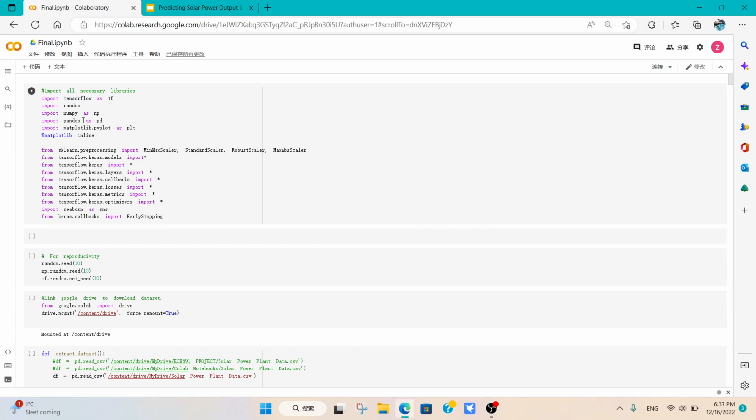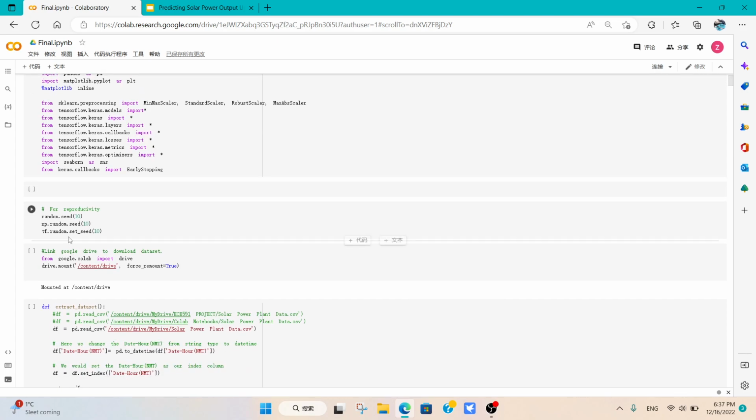Sorry about that. So first we import all necessary libraries, and we also set a seed to get the same results. One of the issues we faced was that anytime we ran our code with the same parameters, we got different results. So we had to set a seed, and that stopped it.